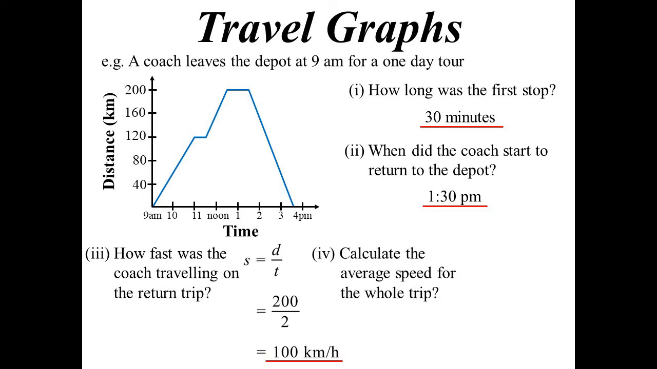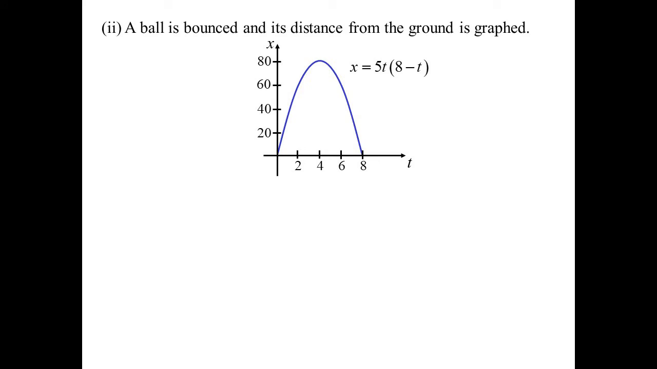And calculate the average speed for the whole trip. Well, we travelled 400 kilometres over 6.5 hours, so 61.5 kilometres per hour. So they're the sorts of things that we asked. Now, thanks to our calculus, there's no reason why those curves have to be straight. And so here's one. We're bouncing a ball, and its distance from the ground is graphed. It turns out to be a nice parabola, so we can actually get an equation for that graph, and that could be useful too.